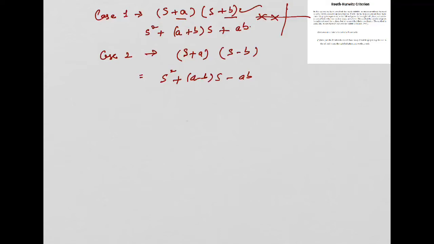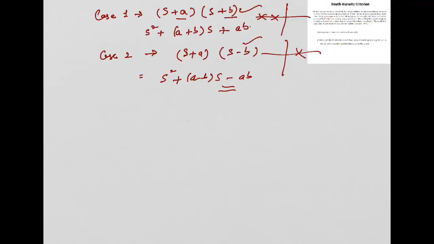However, if we take another case in which one of the roots is on the right side of the plane, then when we expand it, we get one negative sign here. So for any system to be stable, there should be no sign change, that is, all the coefficients should be positive.